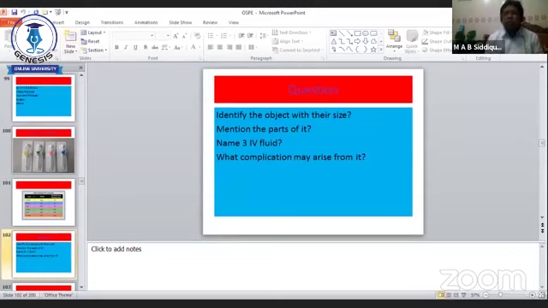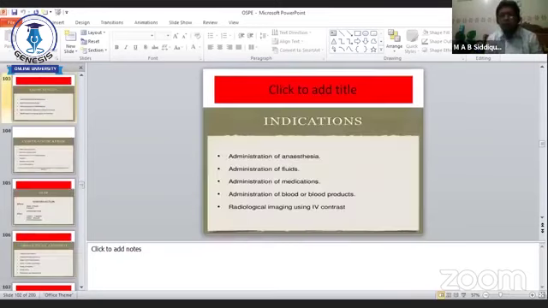So the question may be like that: identify the object, mention the parts of it, name 3 IV fluids, and what complication may arise from it. In OSPE, the answer is written in words. I remind you in every class that in OSPE the time is limited, so you shift to answer the questions and write the answer in words, not in sentences. But for discussion purposes, I will discuss all things in an elaborate way.